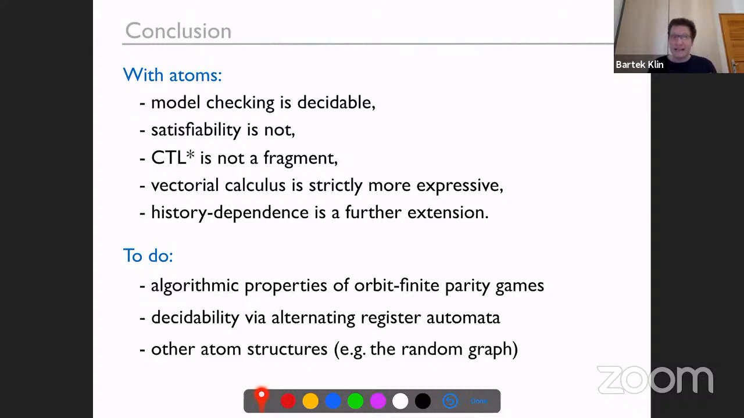So the question is: is it possible to improve the complexity of the model checking problem by using orbit finite parity games instead of the naive solution of explicitly calculating all fixed points? We don't know.